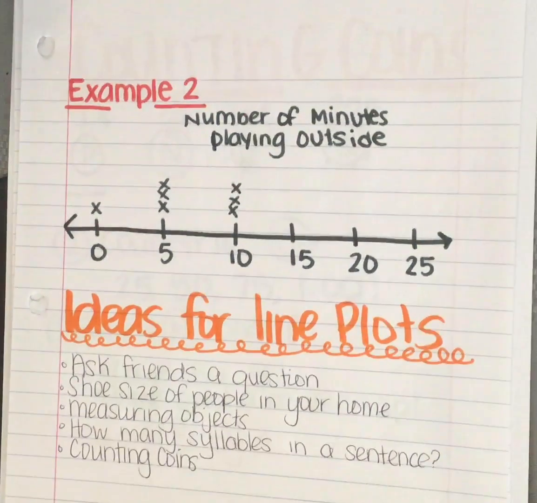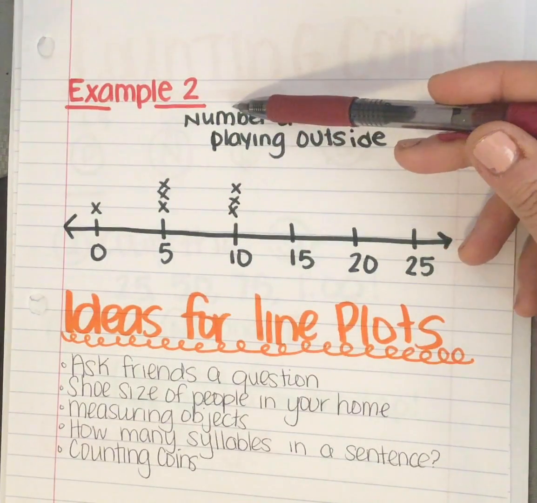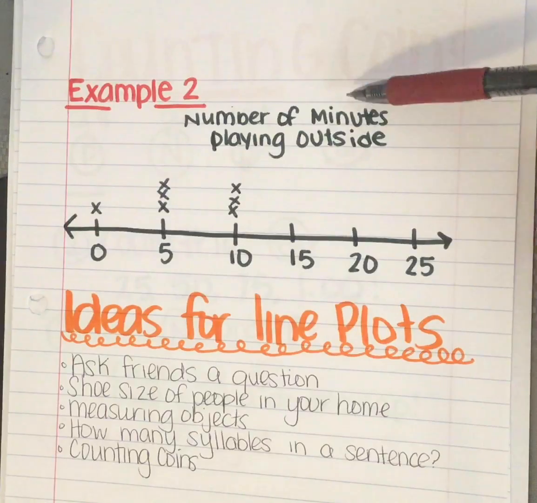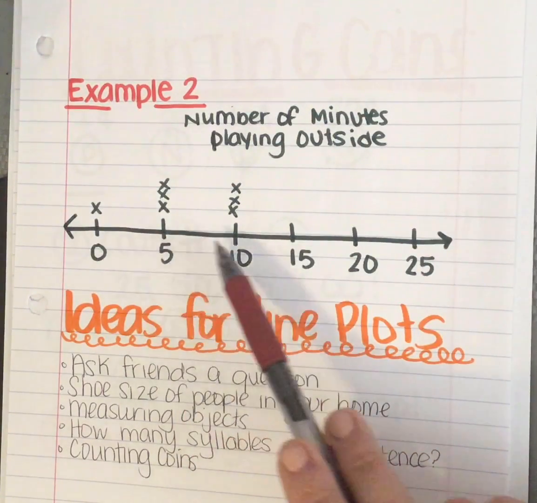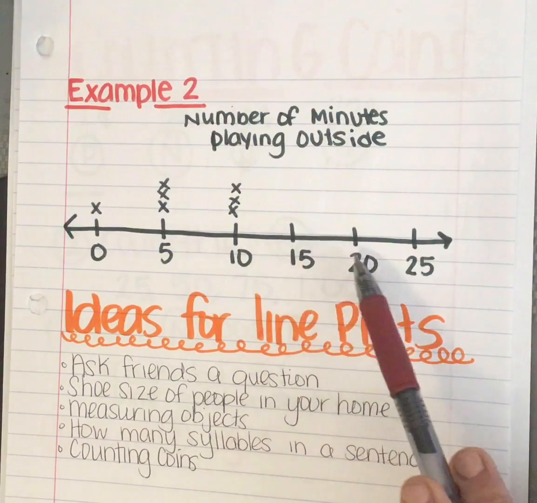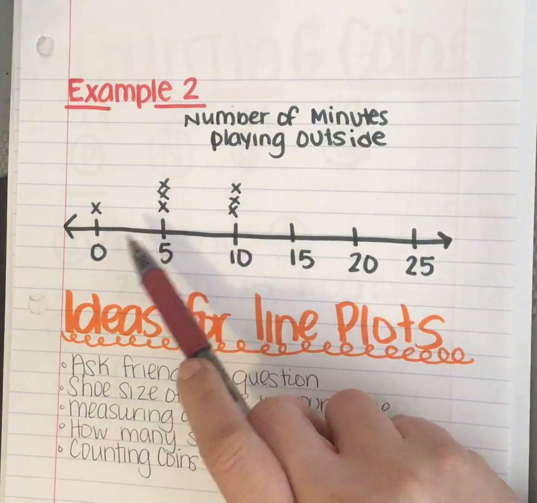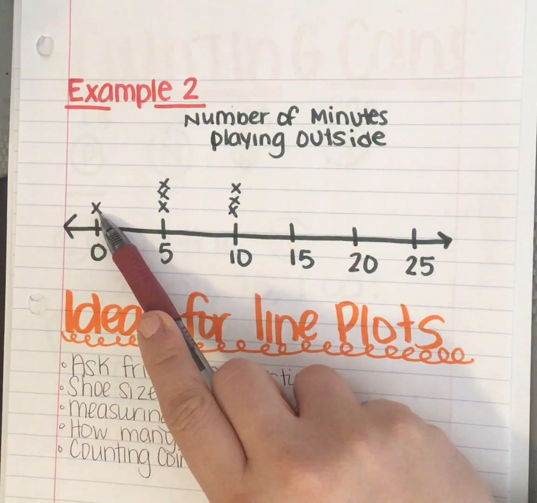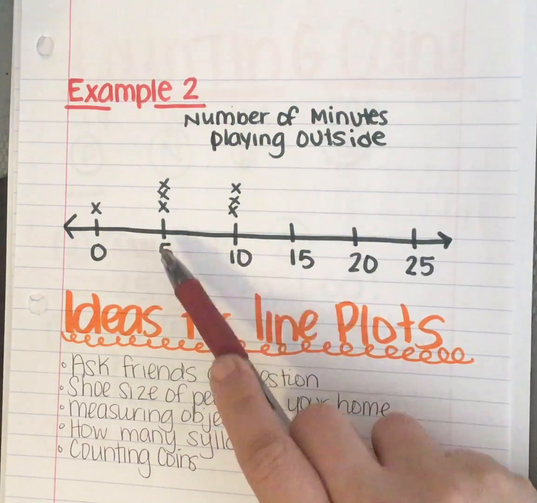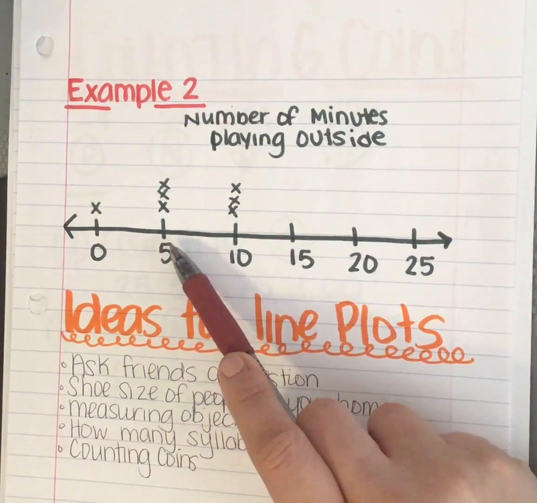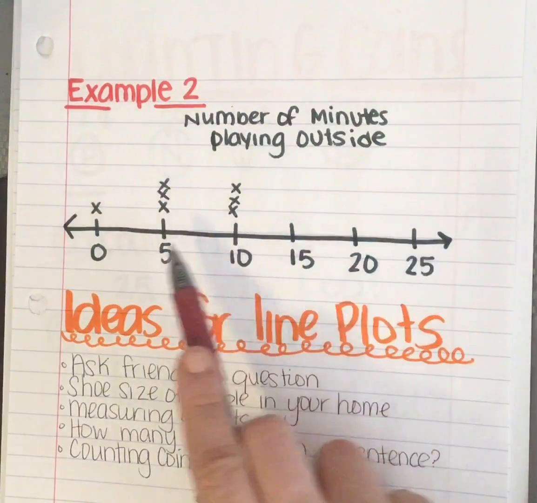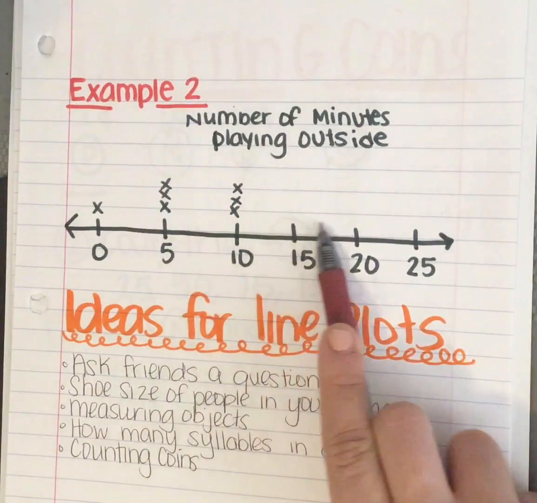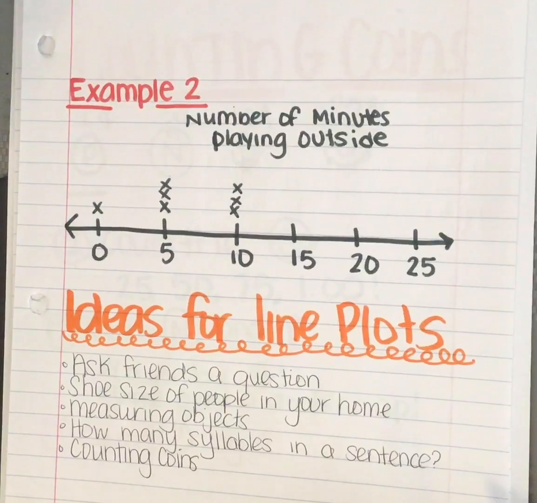Another example might be the number of minutes playing outside. So they've tracked the number of minutes and they've used groups of 5 here below. So maybe one day it was really cold out and they weren't able to play outside. So on the next day it warmed up a little bit, and so they were able to play outside for 5 minutes, and they were able to do that for 3 days in a row. And I can learn that information from the line plot.